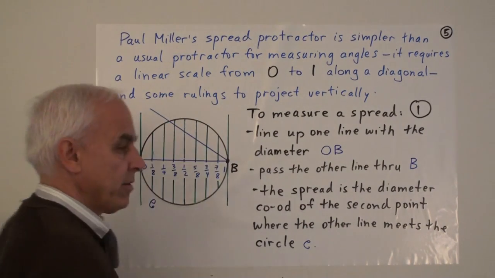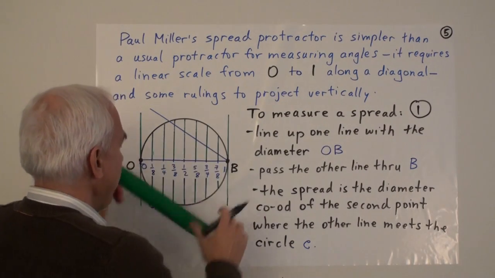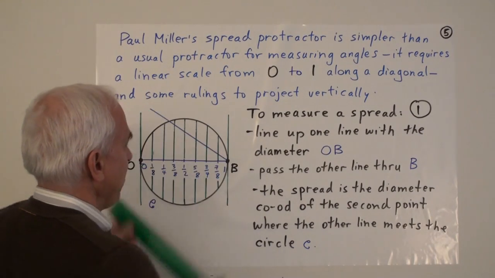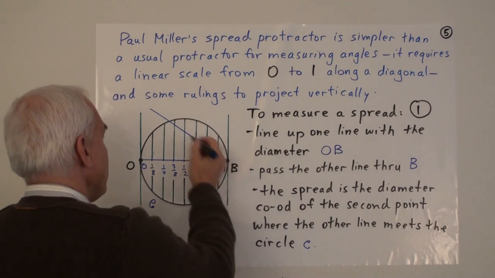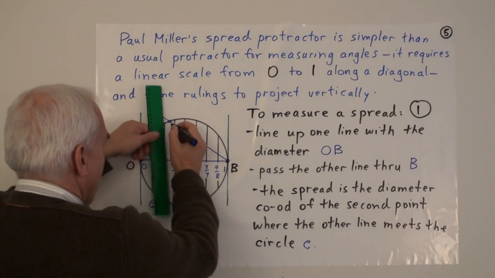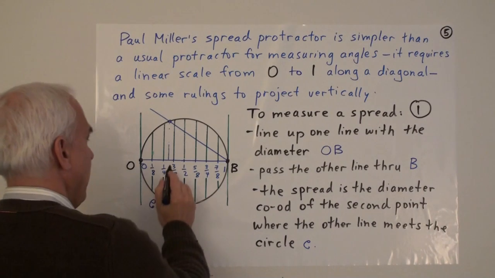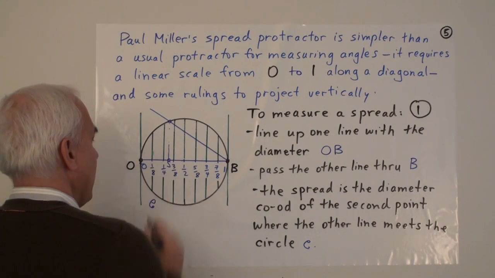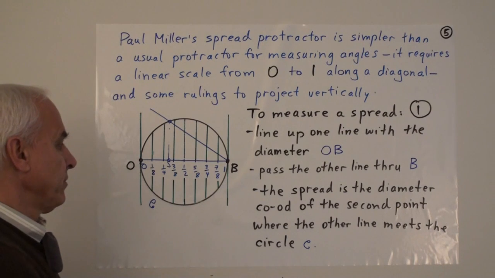You put your core circle there so that this diameter is aligned with one line, and then the other line passes through B. And then the spread is this diameter coordinate. So you see where this second line meets the core circle, and you project down. Whatever that value is on your linear scale, that is the spread.